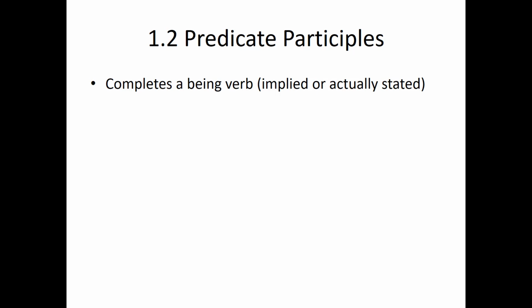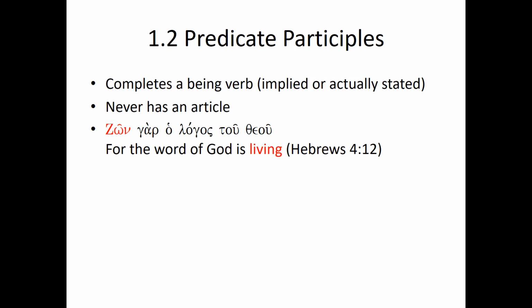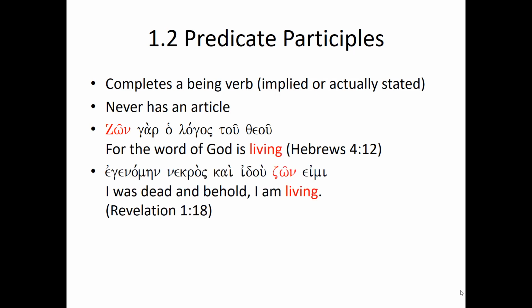Another thing an adjective can do is be a predicate adjective, and so a participle can be a predicate participle. This will complete a being verb. Remember, the being verb can be actually present in the text, or it can simply be implied. A predicate participle never has an article. Ho gar logos tou theou zōn. For the word of God is living. Just as if this were a predicate adjective, the word of God is great, we have a participle sitting in that place. For the word of God is living. It's zōn. Another one with zōn from Revelation 1:18. Egenomēn nekros kai idou zōn eimi. I was dead, and behold, I am living, completing that being verb eimi.